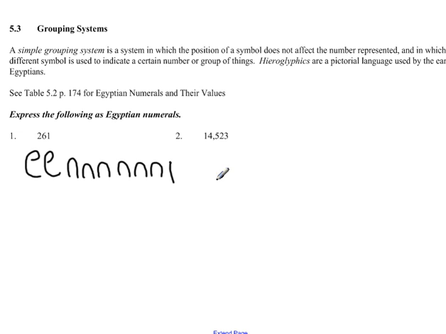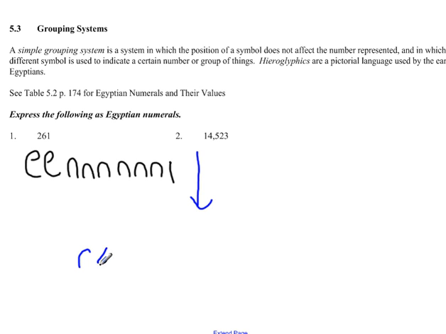I need 14,523, so I'm going to need one 10,000 symbol, and that would be the pointed finger. You need now one value from that highest value all the way to the end, so you need to have at least one value. If there's a 0 here, you wouldn't put a value here.